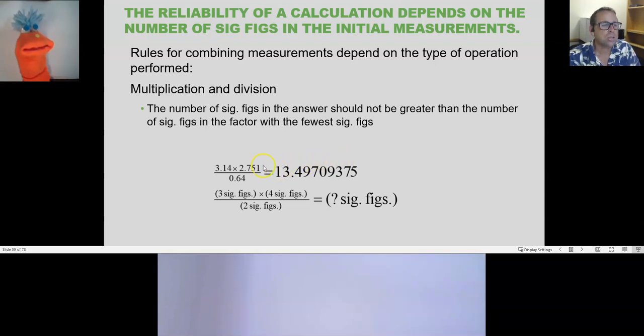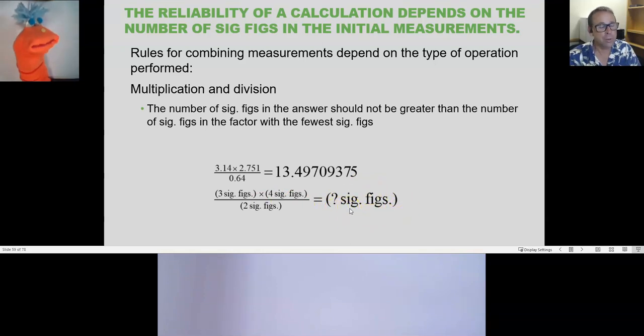All right. So 3.14, how many significant digits are in the value 3.14, Fred? Oh, that's three significant digits. Very good, 3. And 2.751? That's four. And then here? That's two. That's right. So if I take a number that has 3, times it by a number that has 4, and divide it by a number that has 2 significant digits, how many significant figures should my answer have?